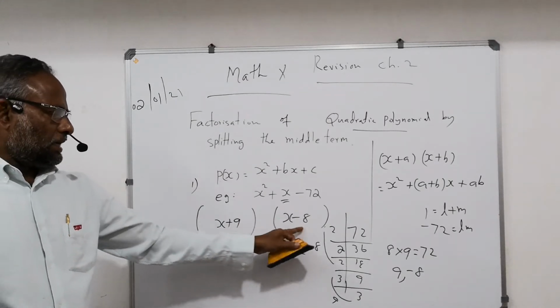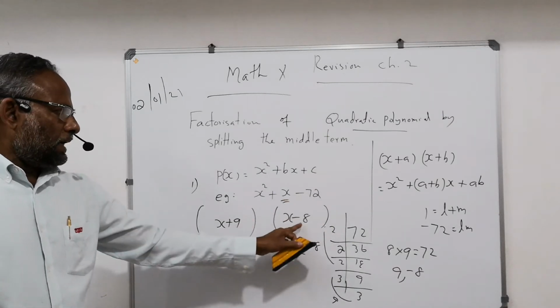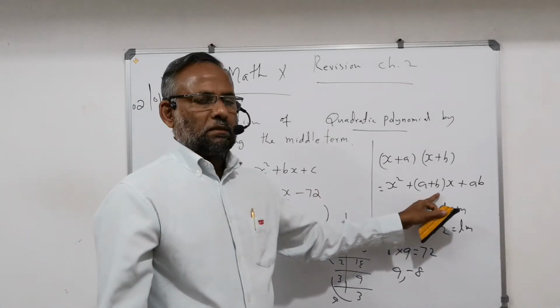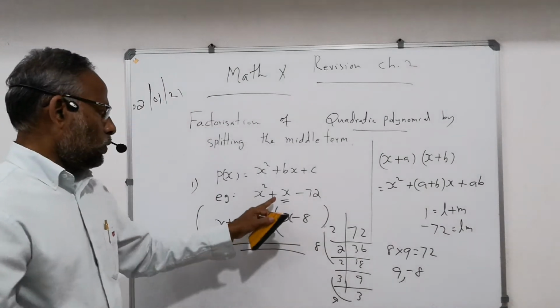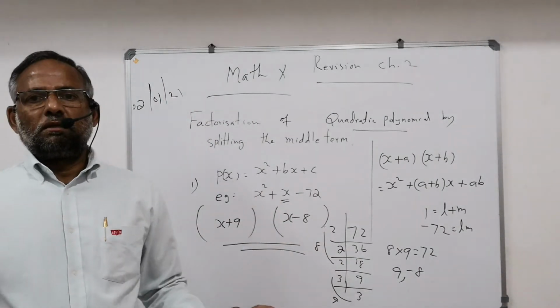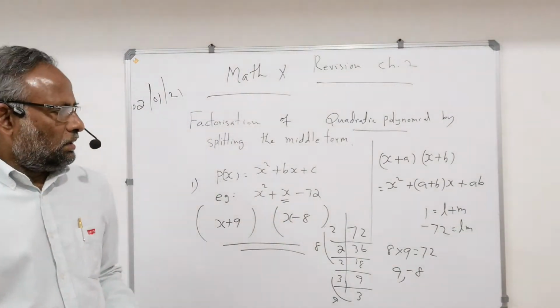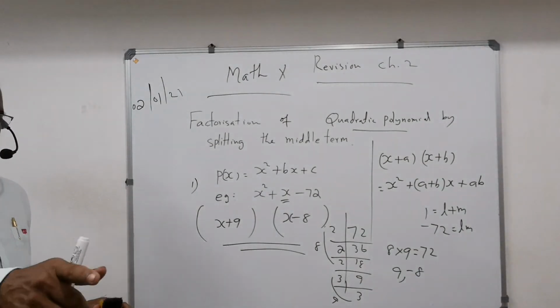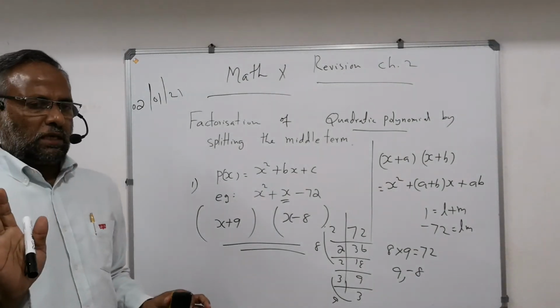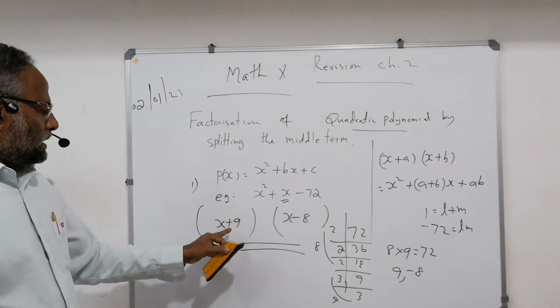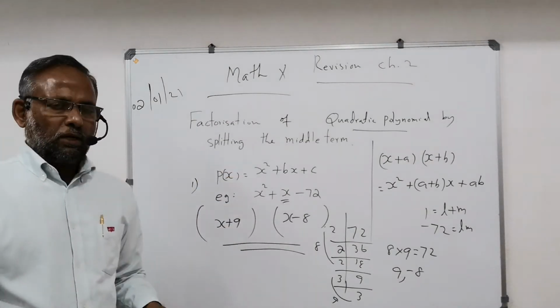Exactly, 9 into minus 8 is minus 72, and 9 minus 8, A plus B, is 1x. So it is easy. It is not hard. Okay, I think you understood the concept. Now listen here, it is very easy, what I told you.